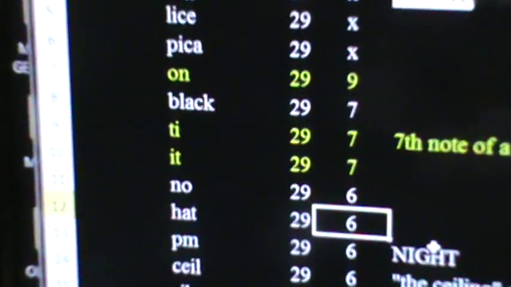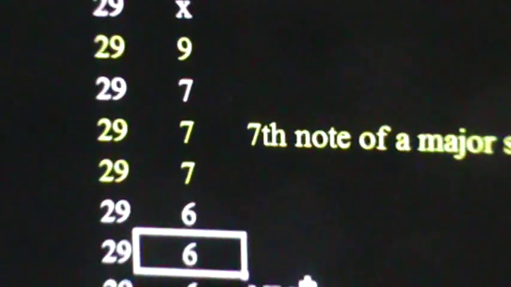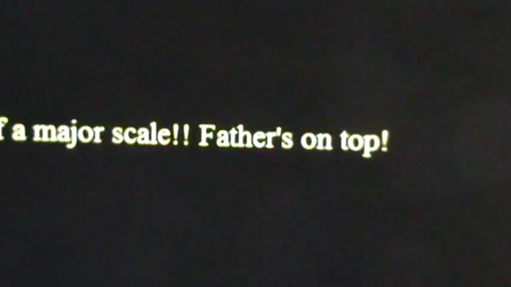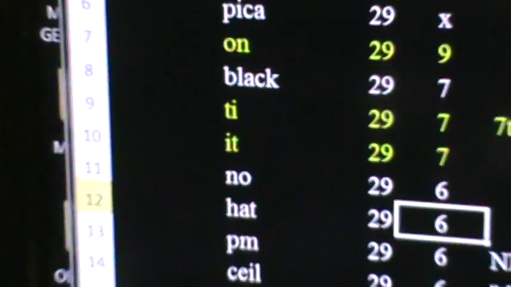So this is the glory I'm talking about. Ti, which is literally 20 plus 9, is the highest note of a major scale. It is the seventh note, okay? Seven parallels Father, but it is literally the highest note of a major scale because Father is on top, okay?